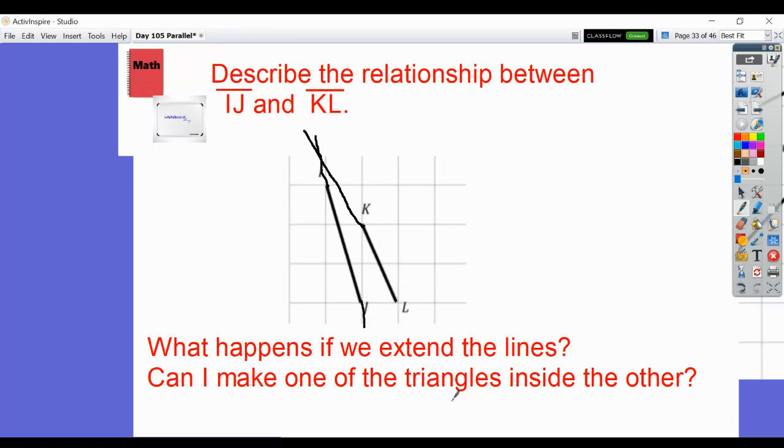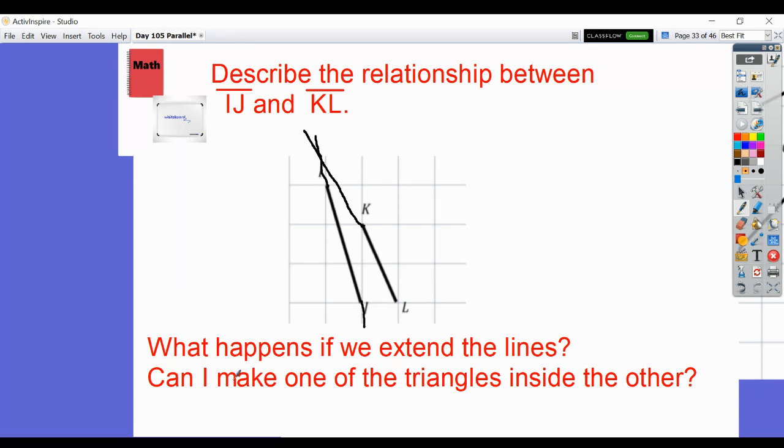Okay, see what happens. So that tells us they are not parallel. They are not perpendicular because they don't make a 90-degree angle as when they meet. It is an intersecting line. So the relationship between lines IJ and KL is that they are intersecting lines.